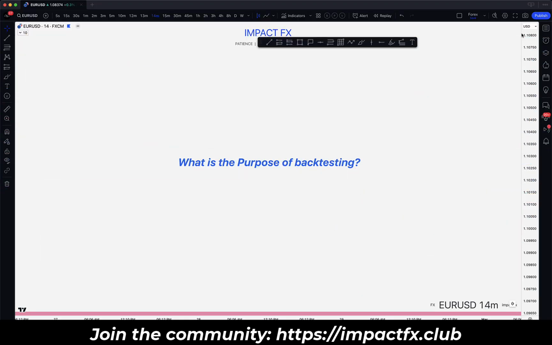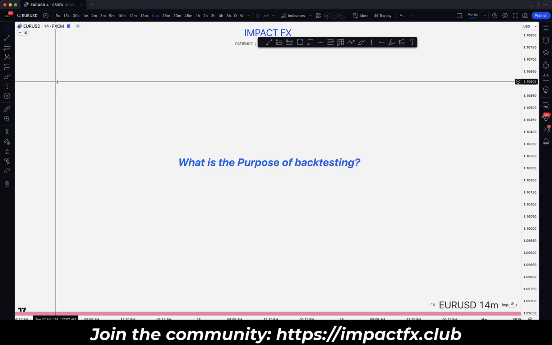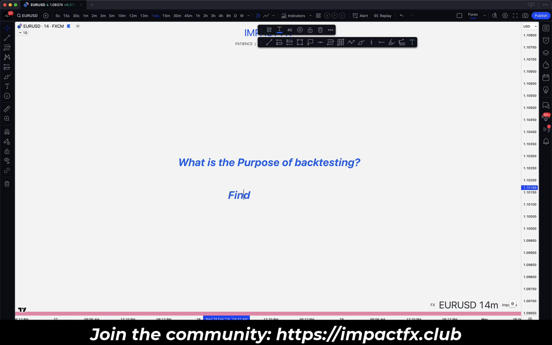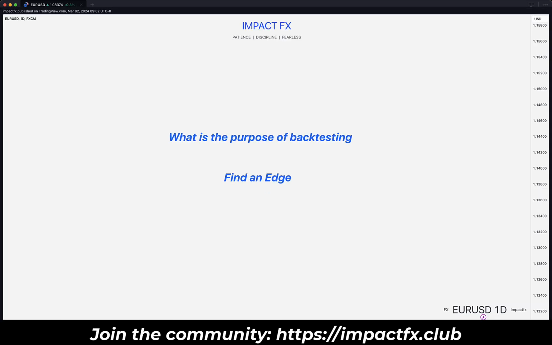Hey folks, so what is the true purpose of backtesting? Well, the true purpose of backtesting is to find an edge. We're trying to find an edge in the market that gives us a statistical advantage on a daily or weekly basis. Some days you're going to take losses. Some weeks, ideally, if you have a good system, you'll net profitable.